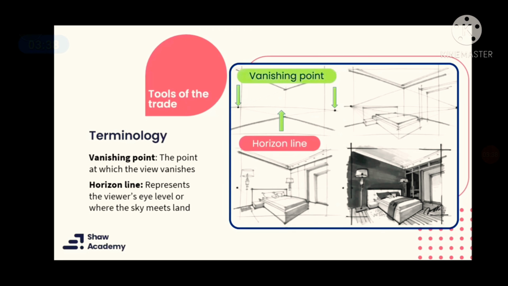Then we have horizon line. This represents the viewer's eye level, or where the sky meets the water or land. When inside, it could be where the wall meets the floor or where your line of sight sits. So as you can see in the image, our horizon line is joining the two vanishing points.